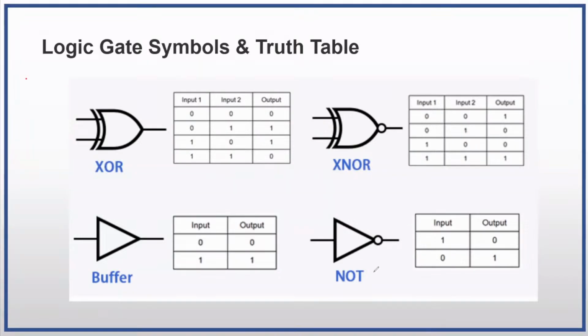The NOT gate is the opposite. That means it always gives the complement. In the buffer, when the input is A, the output is also A. But in the NOT gate, if you give A as the input, you get the complement of A as the output.